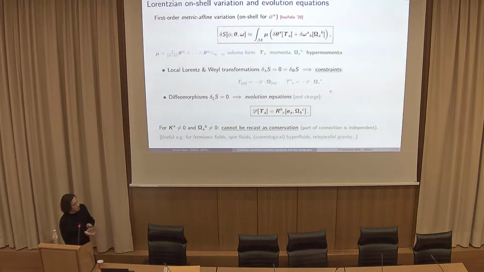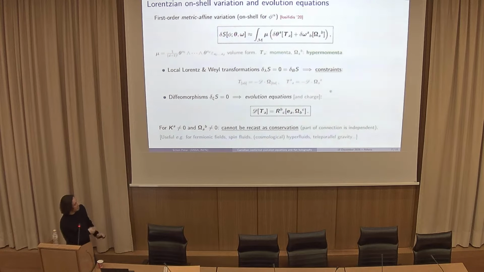All right, so obviously I can set omega to 0 and go back to the known case, but as a fun fact, you can also consider a case where you have zero torsion and hypermomenta. These are still conservation equations with a shifted set of momenta, but the moment that you switch on the torsion and you have non-zero hypermomenta, these are never going to be conservation equations because part of the connection is independent.